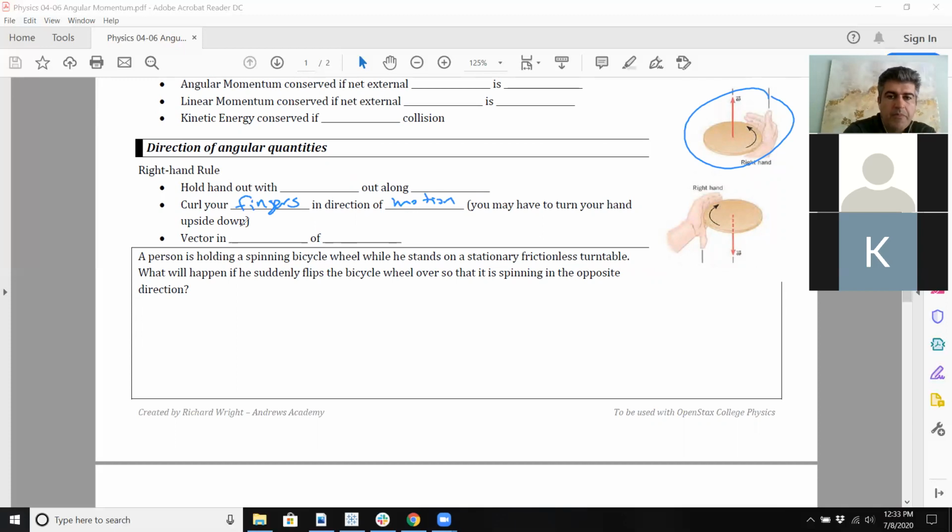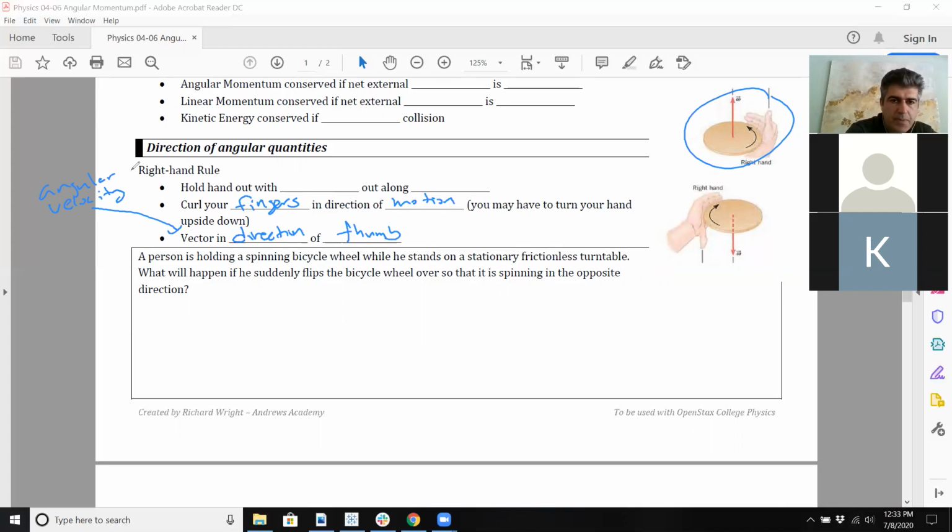So the vector will be in the direction of your thumb. When I say the vector, I mean the angular velocity. So if you turn your hand upside down like this and curl your fingers that way, then the velocity is pointing in that direction.